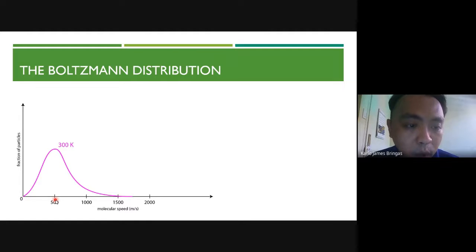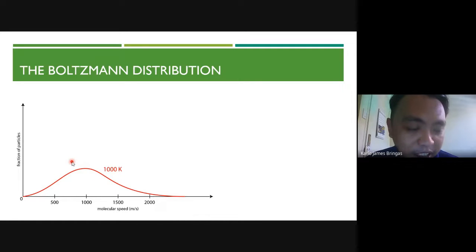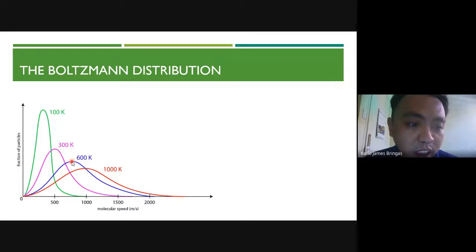Moving forward, we can heat it up some more to 600 Kelvin. Look at the peak of this one, or maybe later. And we can further heat it up to 1000 Kelvin. So this here is our Boltzmann distribution. Take note, each curve here represents just one sample. It's the same sample for each curve. The only difference is we just raise the temperature from 100 to 1000.